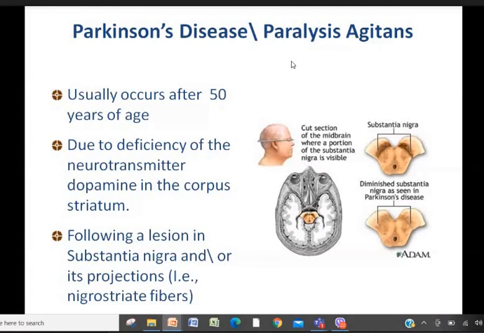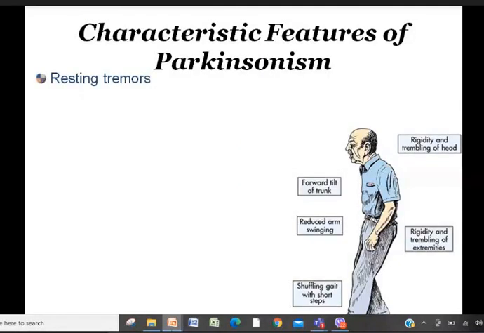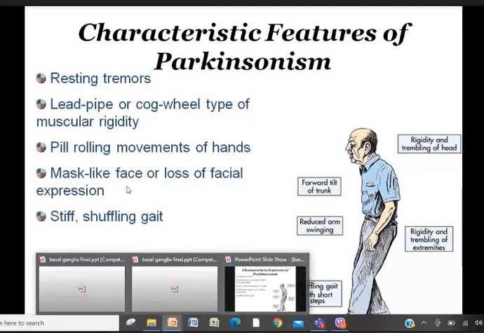Now Parkinson disease. Study this one properly. Write short notes on Parkinson disease may come. It usually occurs around 50 years of age due to the deficiency of neurotransmitter dopamine in corpus striatum following a lesion in the substantia nigra. We studied earlier that if dopamine decreases in the pars compacta of substantia nigra, then it can cause Parkinson disease.